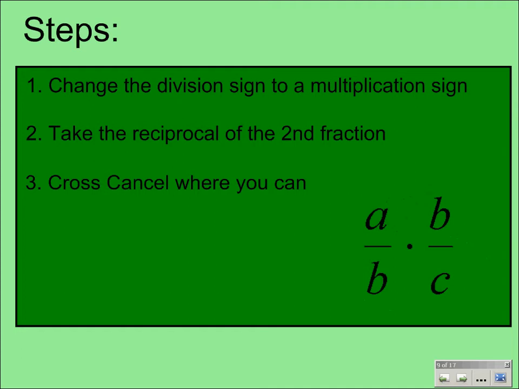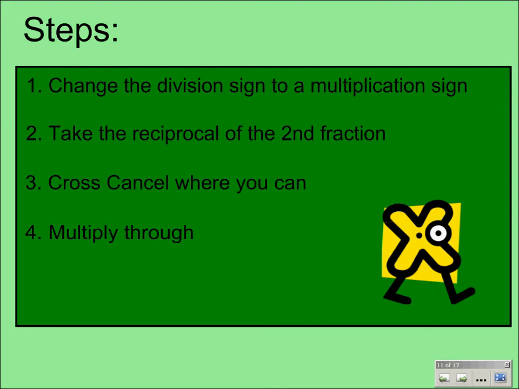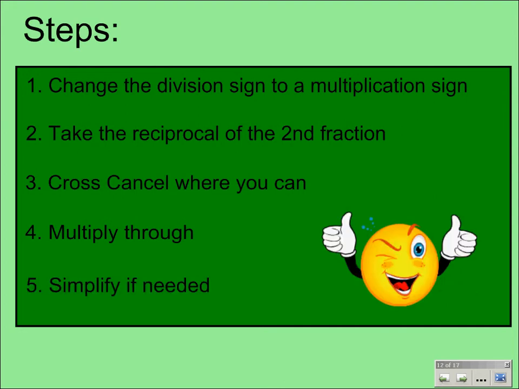Next thing we're going to do is cross-cancel where we can. Cross-canceling means if there is something common in the numerator and something common in the denominator, we're going to cross it out because it's common, so that we can do our simplifying earlier and not have to do so much work at the end. Our next step is we're going to multiply through, and then the last thing we're going to do is simplify if we need to. So let's do some examples where we follow these steps.